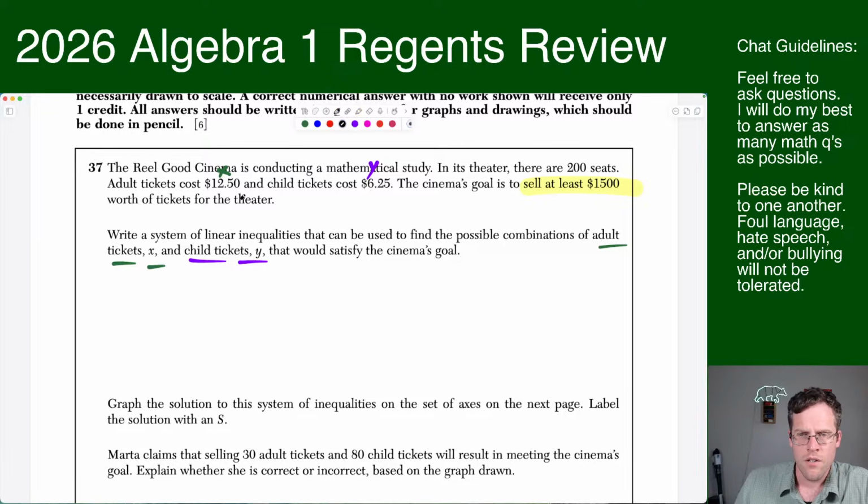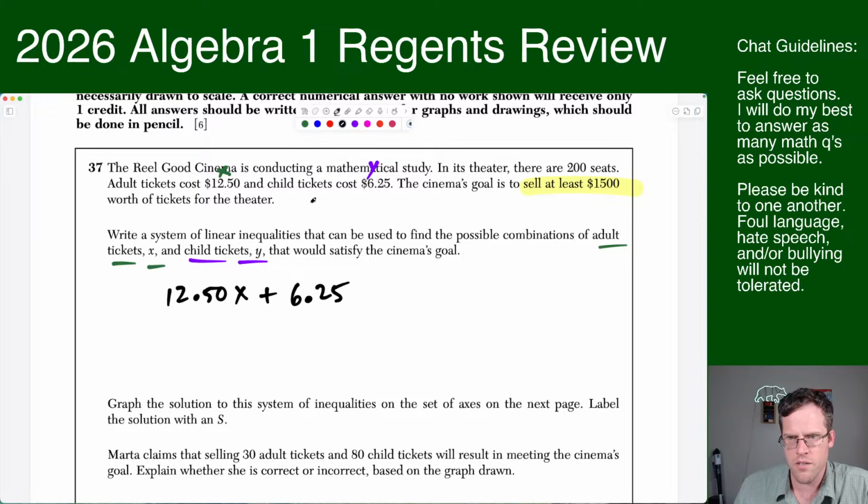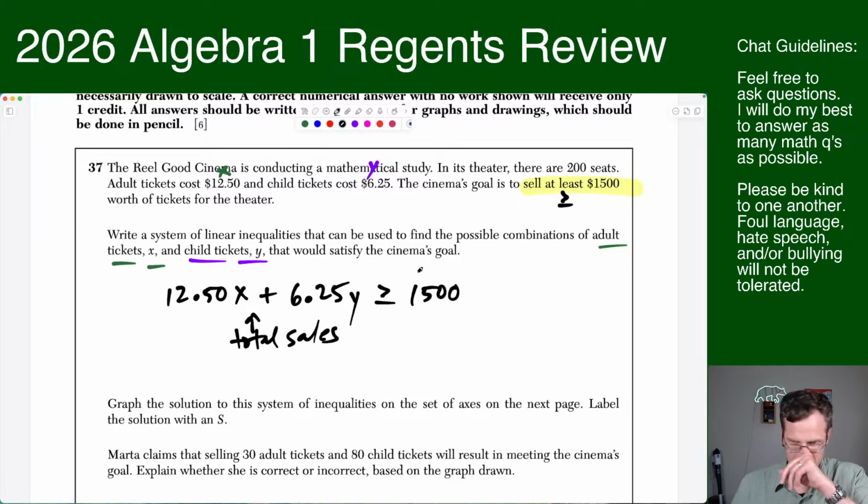So how much money they generate is going to be $12.50 times x. That's how much money they're going to make from adult tickets. Plus, they're also going to make money from selling the child tickets. It's $6.25 per ticket, so times y tickets would tell us how much money is made. But the goal is to sell at least, which means they need to sell greater than or equal to. All right, at least means the total sales has to be greater than or equal to 1,500 if we want at least 1,500. If I go less, then I'm not reaching the goal. Okay, so that's how I think my way through that.